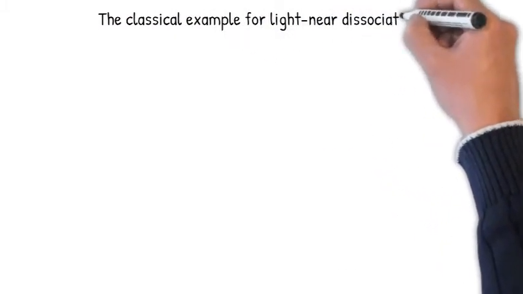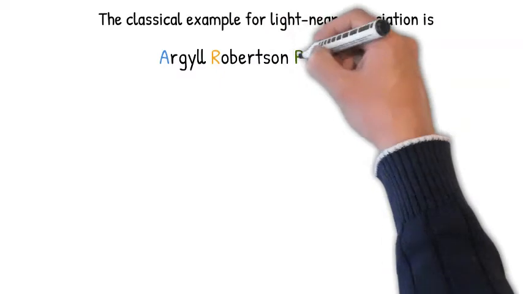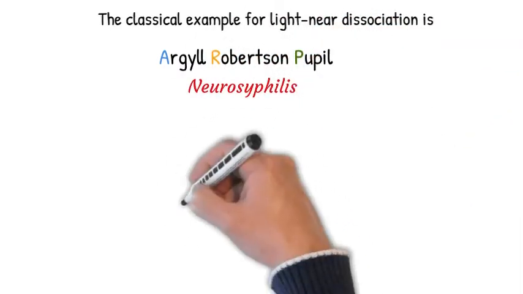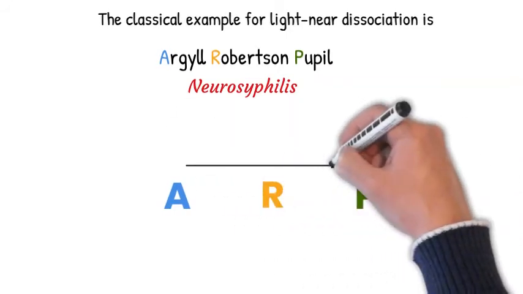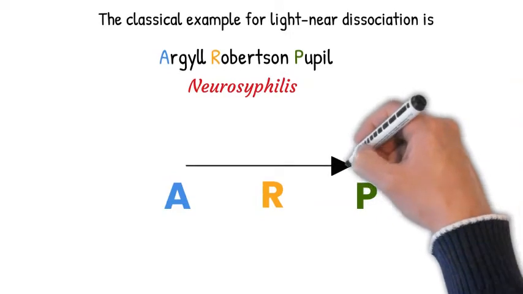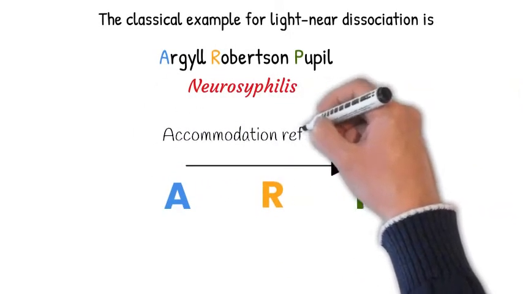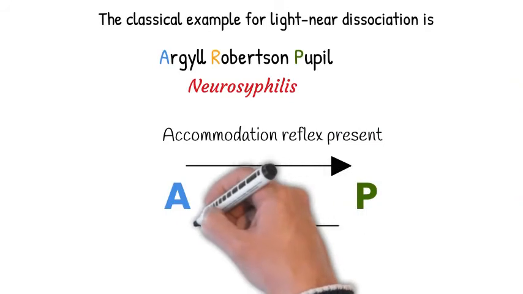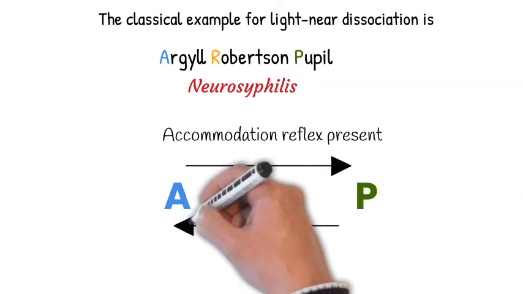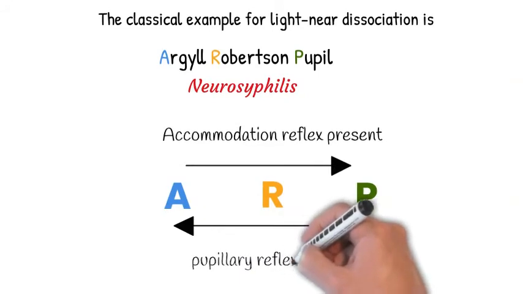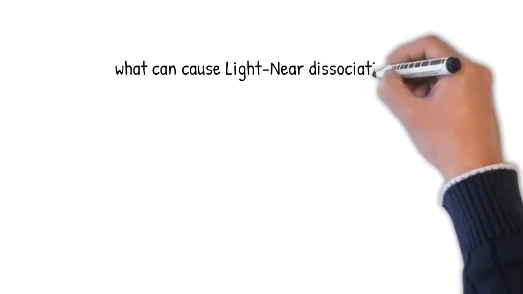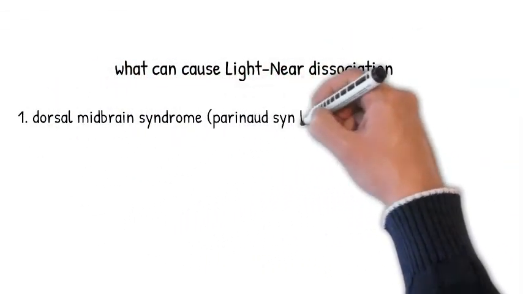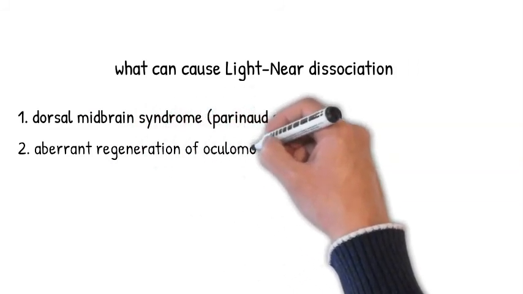The classical example of light-near dissociation is called Argyll-Robertson pupil, which is a classical sign of neurosyphilis. Always remember the three letters ARP and follow the arrow. ARP means accommodation reflex is present, while pupillary reflex is absent. Other causes of light-near dissociation include dorsal midbrain syndrome, aberrant regeneration of the oculomotor nerve, and diabetes.